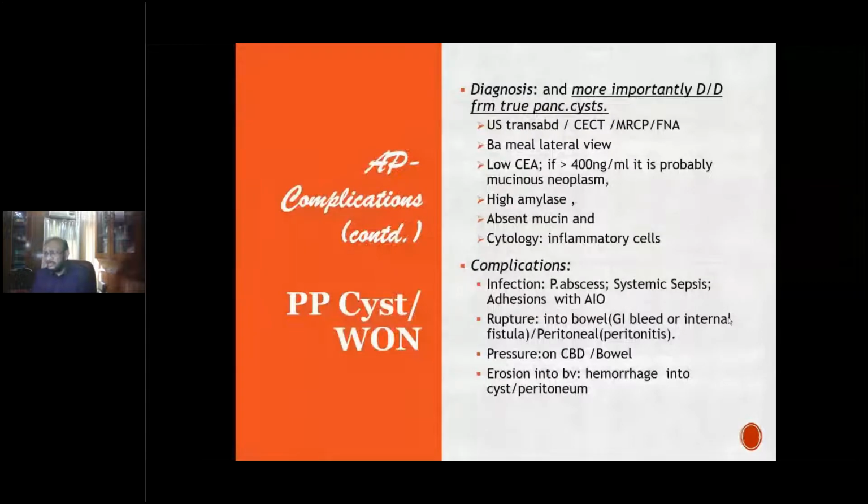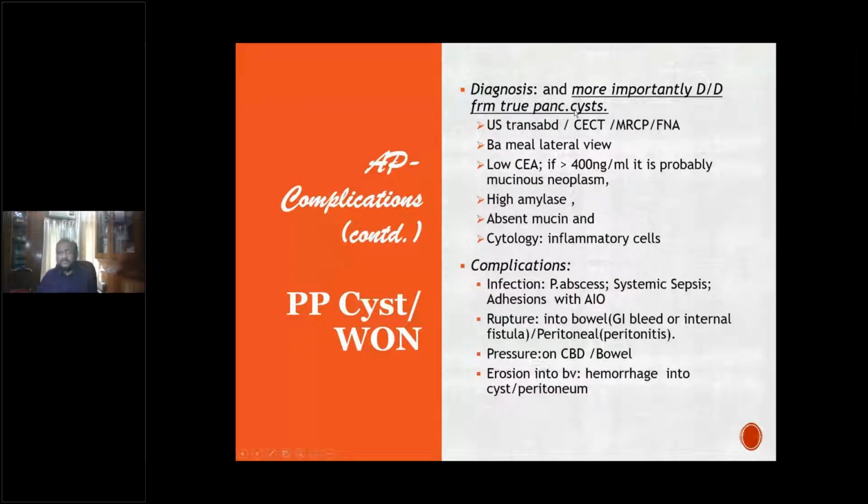Right. So diagnosis, and more importantly a differential diagnosis from a true pancreatic cyst, is very, very important. But to diagnose a pseudopancreatic cyst or a walled-off necrosis, you need an ultrasound. A transabdominal ultrasound gives very good results. You can do a contrast-enhanced CT examination. You can do an MRCP, or you can do fine needle aspiration. Aspiration is required to differentiate it from a true pancreatic cyst.